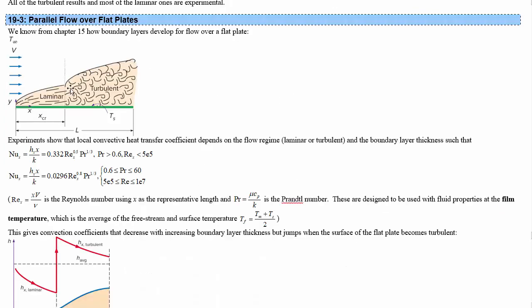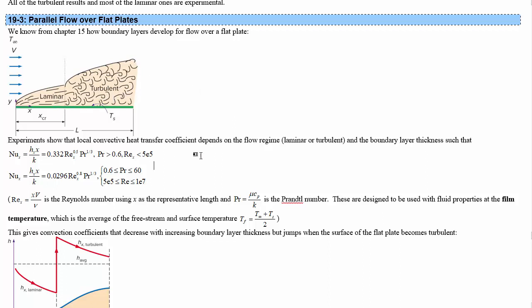All right, let's get right down to brass tacks then. 19.3, parallel flow over flat plates. This is the first set of geometries that we're going to be able to figure out the convection coefficient for. So this is flow past a flat plate like we did in chapter 15. You know that the Reynolds number grows as you go further along the plate until you reach x critical. The flow is laminar, and then it becomes turbulent past that.